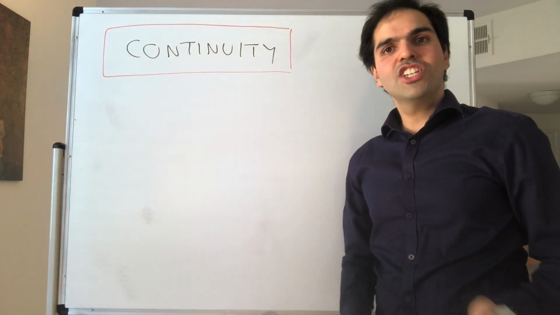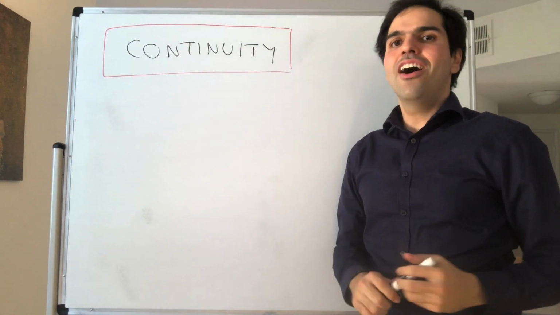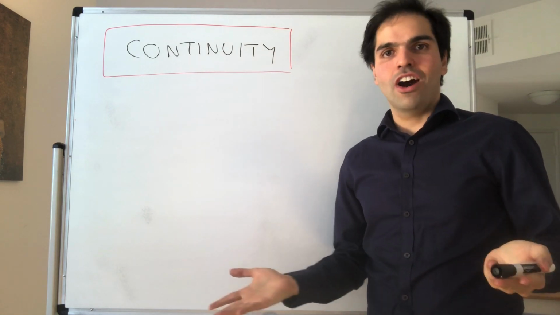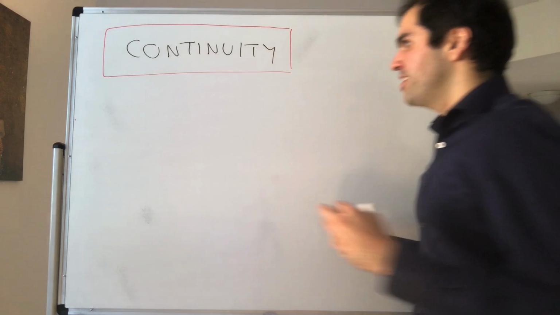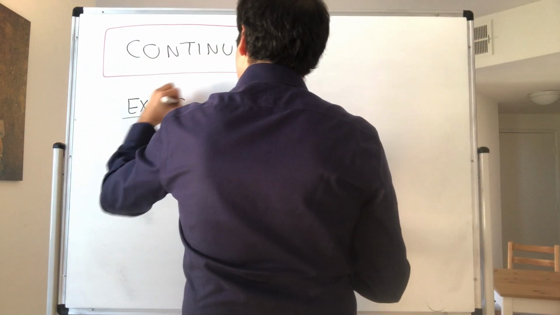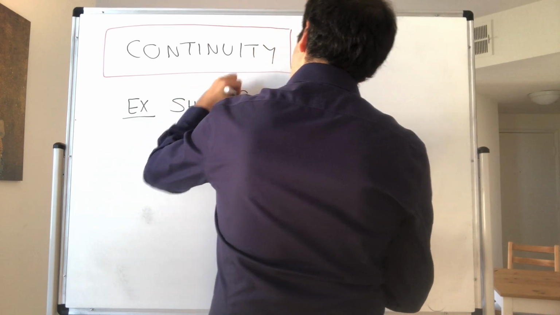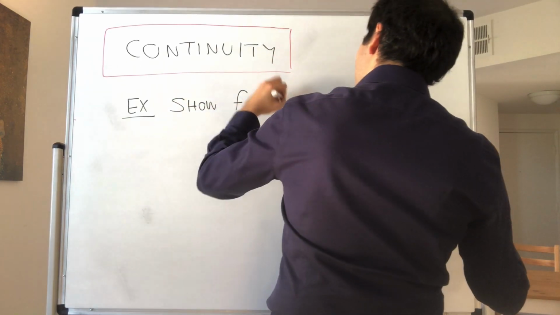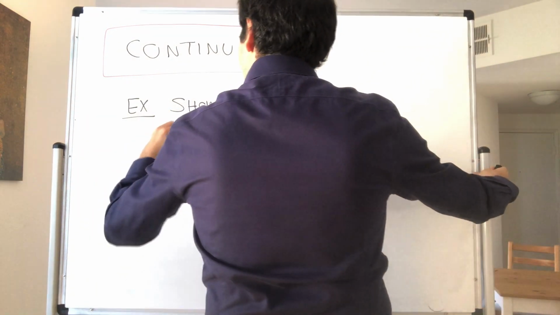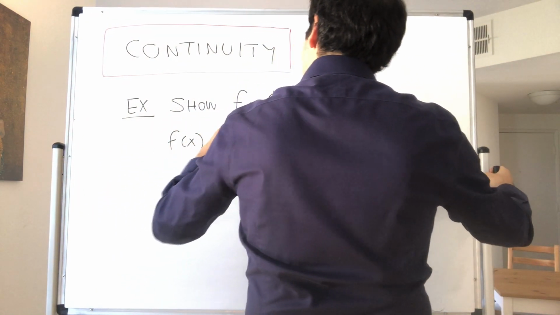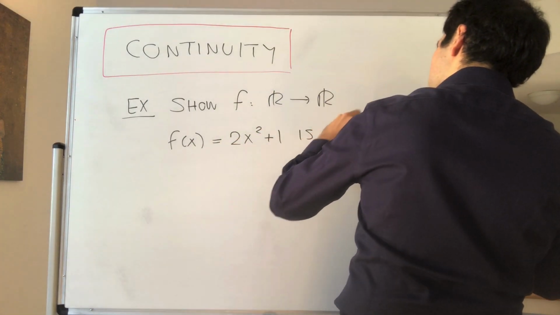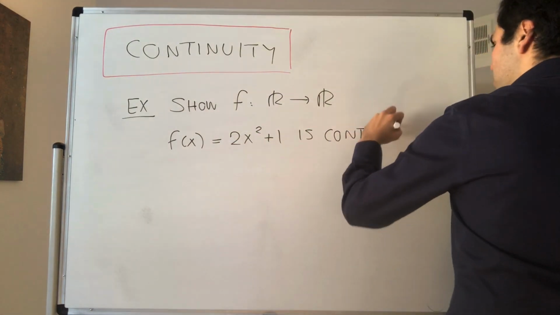Alright, thanks for watching, and let's continue our analysis extravaganza by discussing the notion of continuity. And more precisely, today let's show that the following function is continuous. So f goes from R to R, and I'll explain this notation in a second, where f of x is 2x squared plus 1, is continuous, let's say at the point x naught.